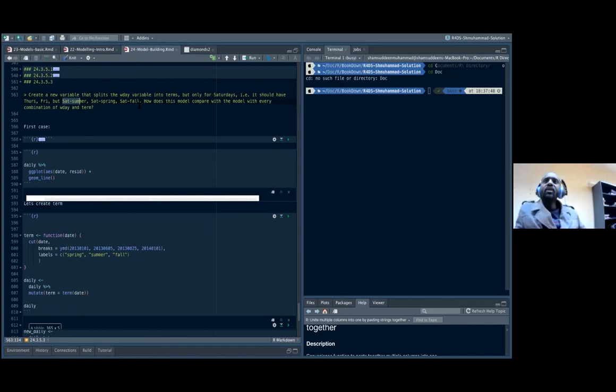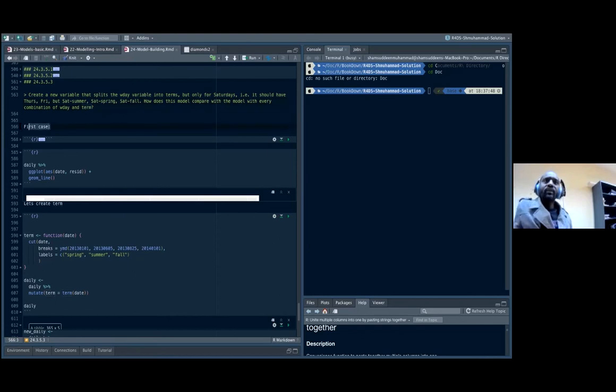How does this model compare with the model with every combination of the working day and time? So this is asking us to compare two models. The first model is the one we use with the working days or weekdays, the normal one we have used in the chapter, and we create another model with what we call term, and the term will have inclusion of something like Saturday summer, Saturday spring.